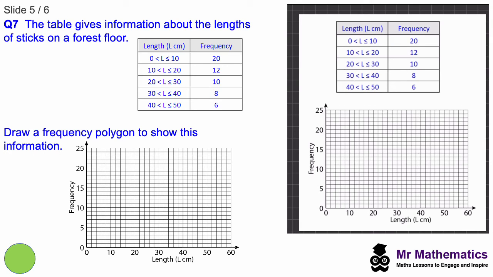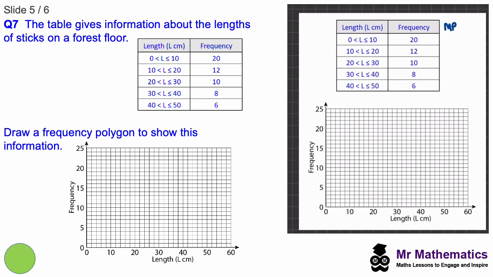To draw a frequency polygon, we need to work out the midpoint of each class. So the midpoint between 0 and 10 is going to be 5. And then from 10 to 20, the midpoint is going to be 15. From 20 to 30, the midpoint will be 25. From 30 to 40, 35, and then 45.